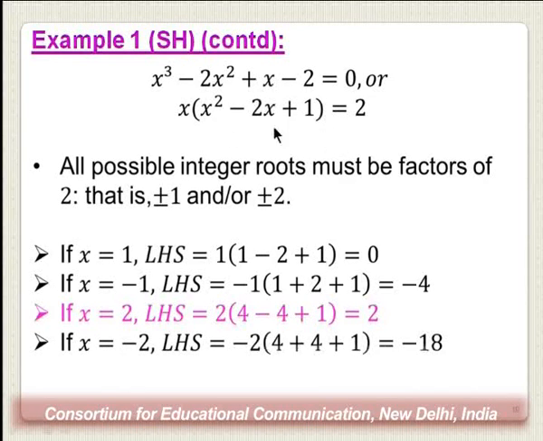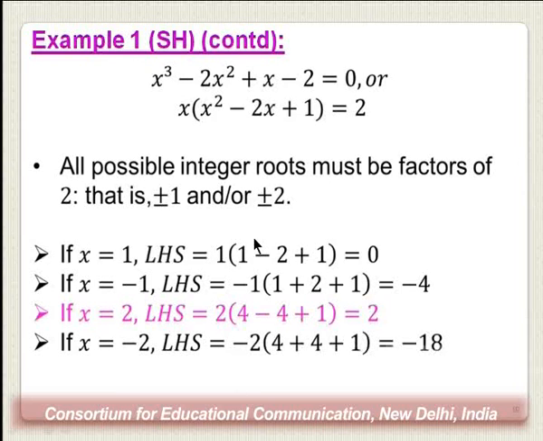And here also, because we are claiming that x and x squared minus 2x plus 1 are both integers, the product should also turn out to be 2. So in that sense, 2 must be divisible by both x and this expression in brackets, which is to say that x must be a factor of 2. So here all possible integer roots must be factors of 2, which is to say that the potential candidates here are plus minus 1 and plus minus 2.